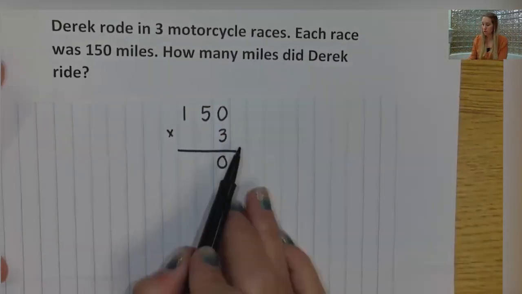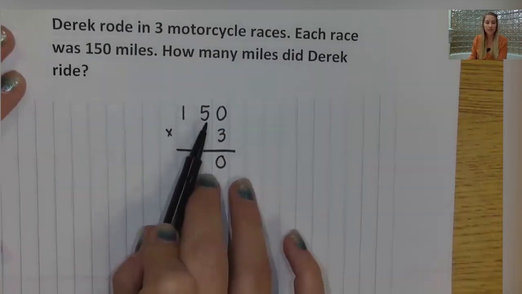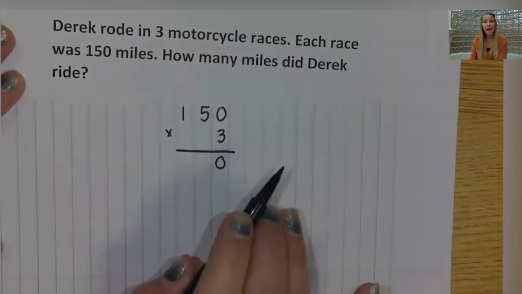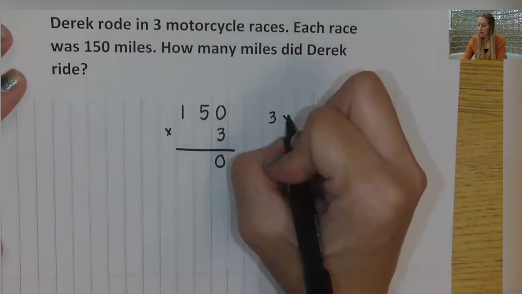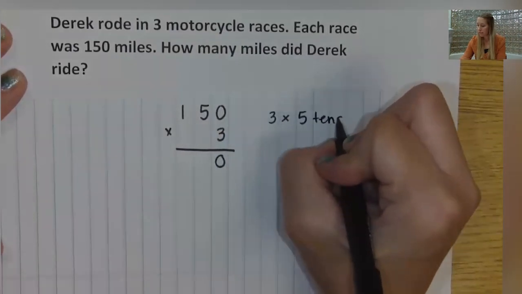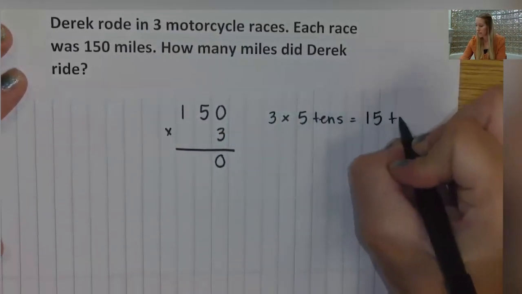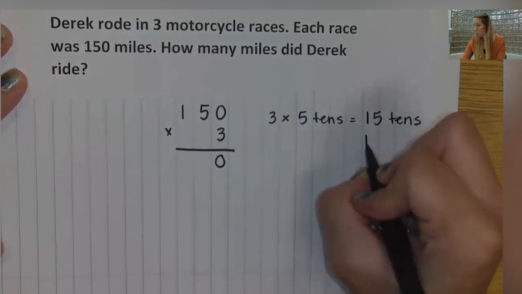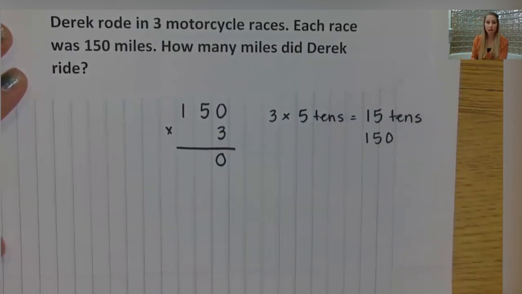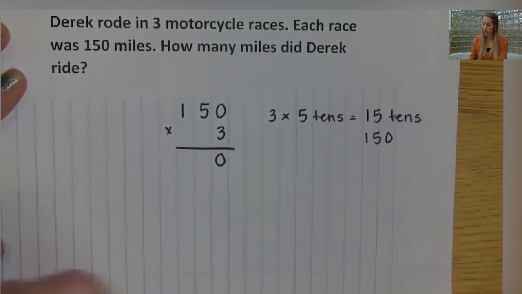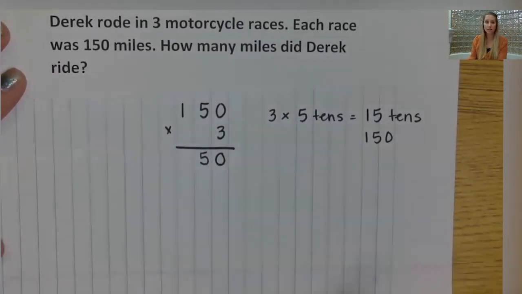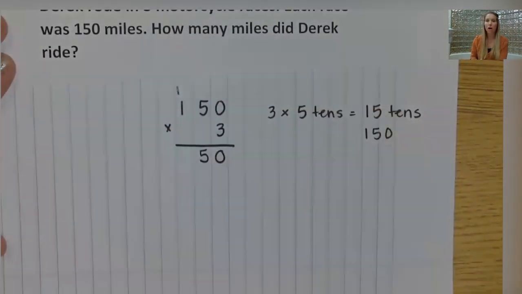Did you then multiply the 3 times the tens place? Excellent. 3 times 5 tens equals 15 tens, or 150. So I end up with 5 tens, but I have to regroup a 100.